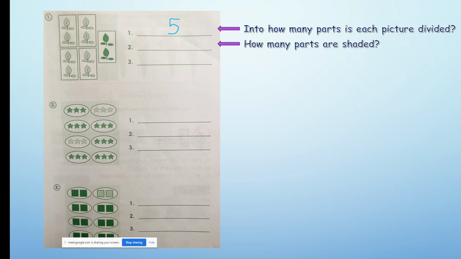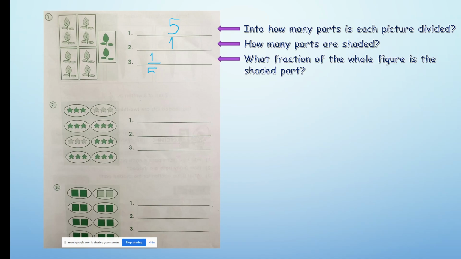Next, for number 2, how many parts are shaded? This is the shaded part. Only one. So only one because you have one group. Next, what fraction of the whole figure is the shaded part? What is the fraction now? 1/5. How do you say 1/5? 1/5. Do you understand? Yes, I understand.